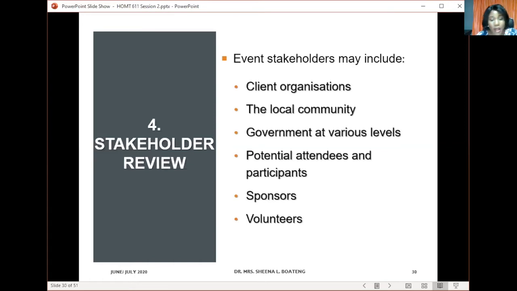We can also talk about government at various levels, because there are certain events that when you want to organize in Ghana, you need to go to certain governmental agencies to obtain a permit to organize that event. Who knows about any such events that you need a permit to organize? And from which governmental organization do you need a permit? You know of any events that if you want to organize, you need a permit?